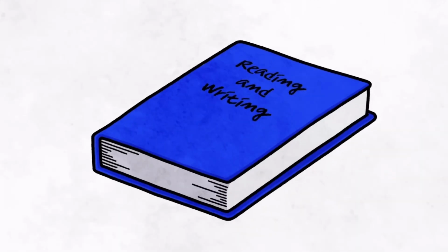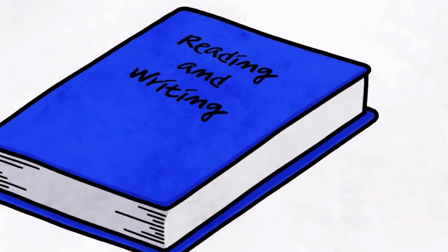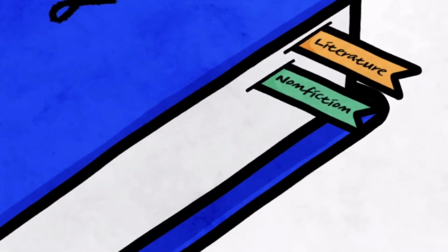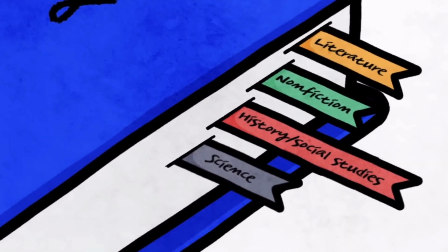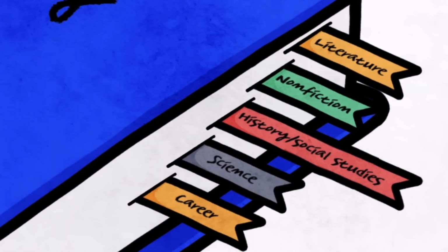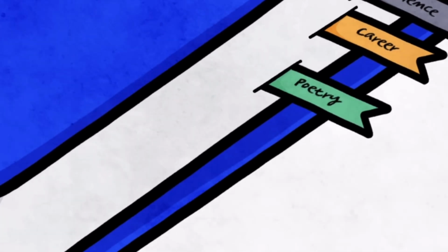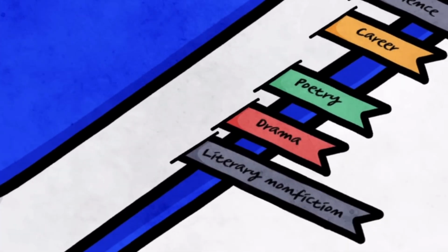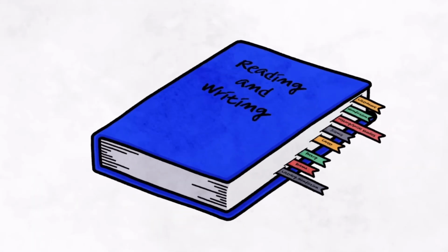Moving on to the specific categories within the reading and writing section: literature, nonfiction, history and social studies, science, career-related. We're still dealing with the same handful of areas, no change there. The new digital SAT, however, features poetry, drama, and literary nonfiction in passages, an addition that broadens students' exposure to literature and challenges them to deeply analyze and interpret texts. It's important to familiarize yourself with the format and question types before test time.